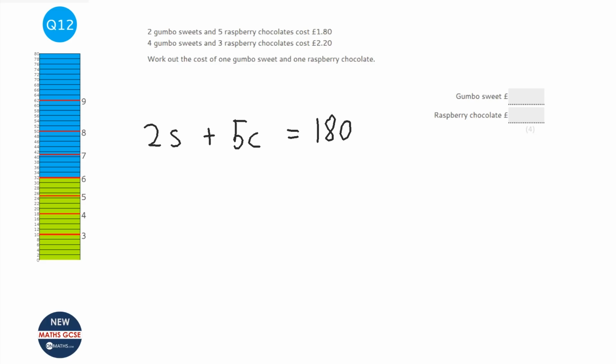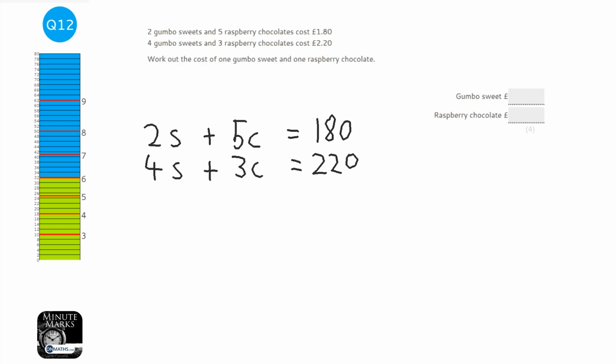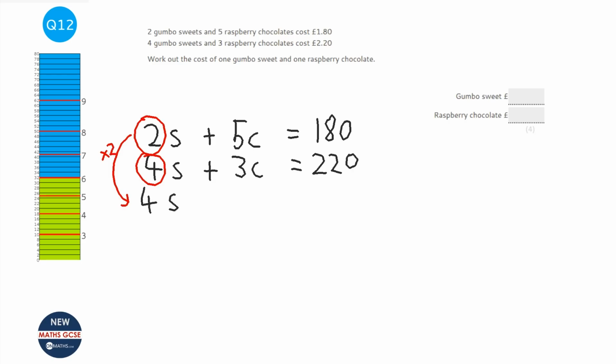And then we can write the second one as 4 lots of the sweets plus 3 lots of the chocolates equals 220. So to do simultaneous equations, you need one of the coefficients to be the same. Looking at the S and the C, to get the C's the same, I'd need to times all the numbers at the top by 3 and all the numbers on the bottom by 5 to get them both to 15. But if I look at the S, that's 2 and that's 4, so all I need to do is times everything in this first one by 2.